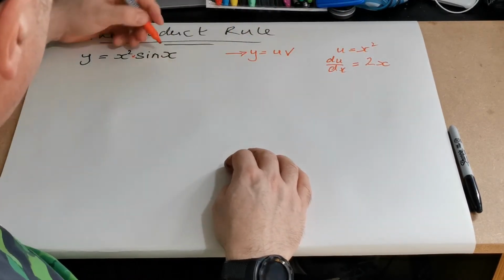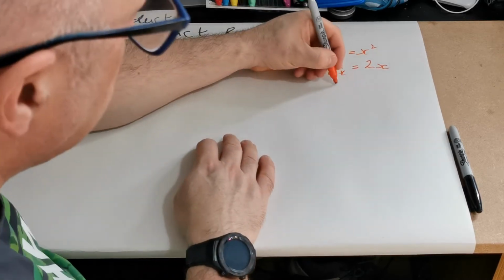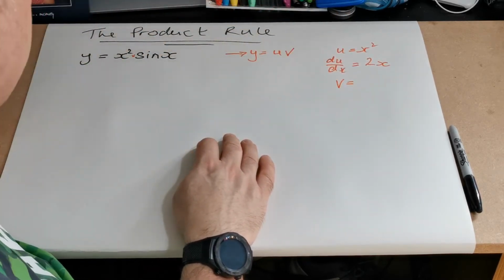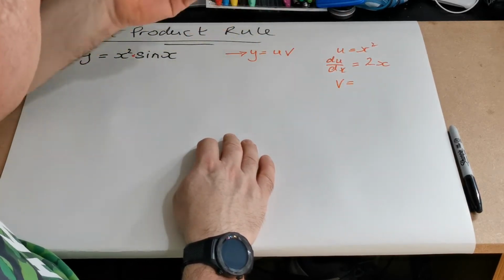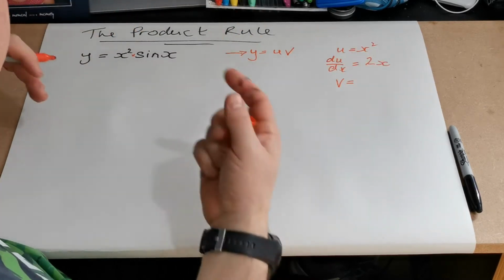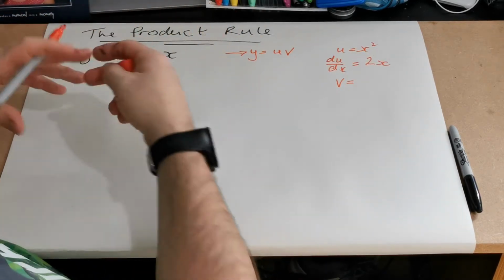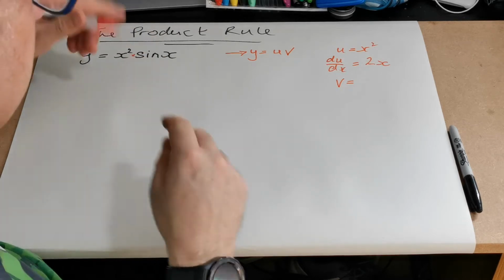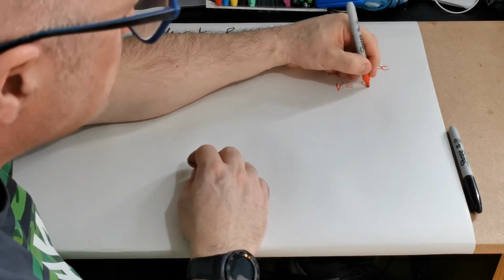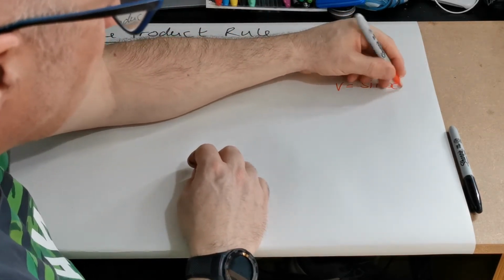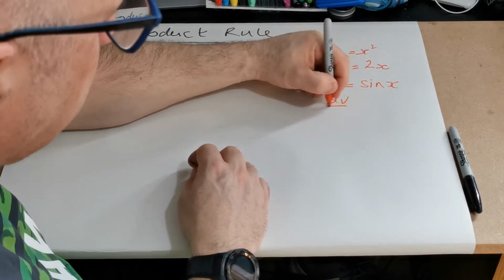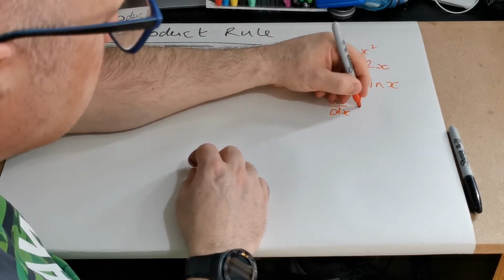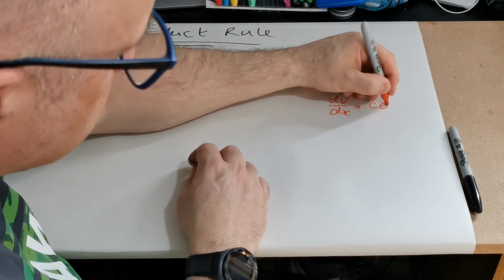And my v here is sine x, and it wouldn't matter if you chose them the other way around because multiplication is commutative, it can be done in any order. So sine x, x squared is exactly the same function as x squared sine x, but v equals sine x and dv by dx, the differential of sine x with respect to x, is cos x.